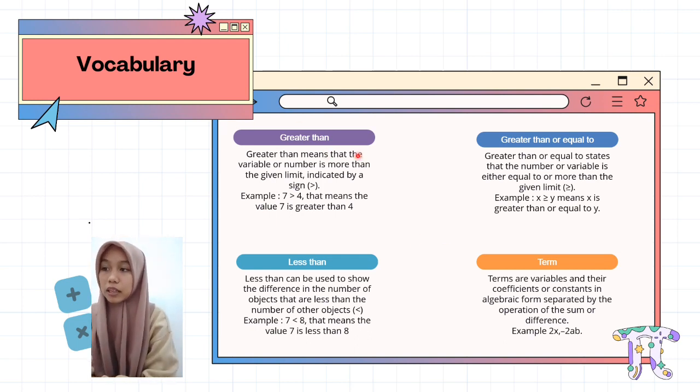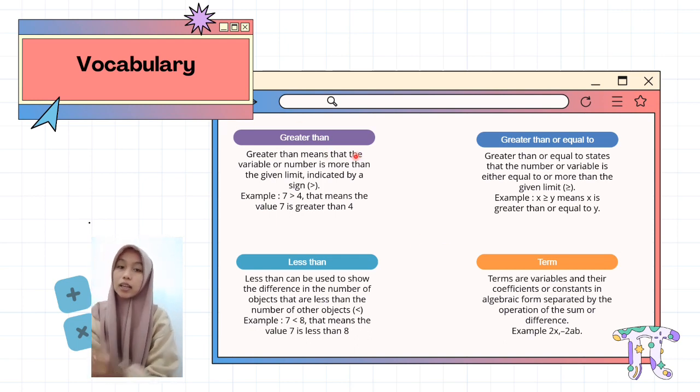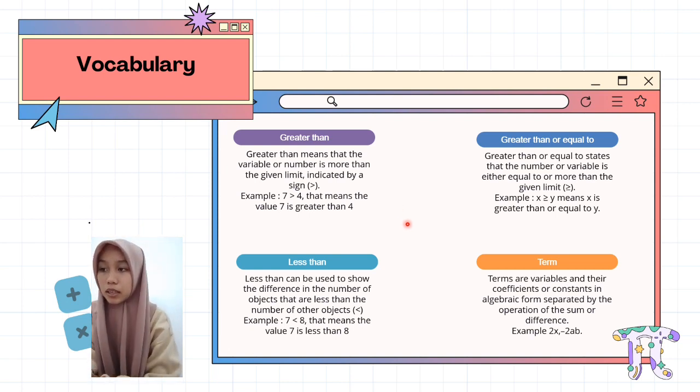Next we have greater than. In Indonesian we say lebih dari. Greater than means that the variable or number is more than the given limit, indicated by a sign like this. Example, 7 greater than 4. That means the value 7 is greater than 4.